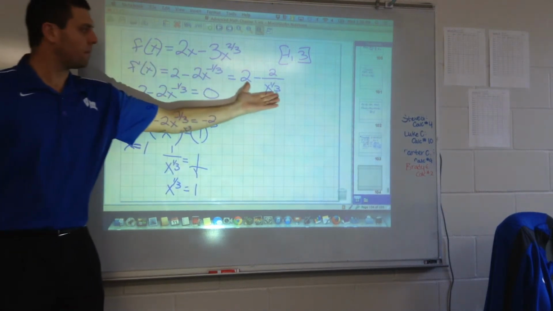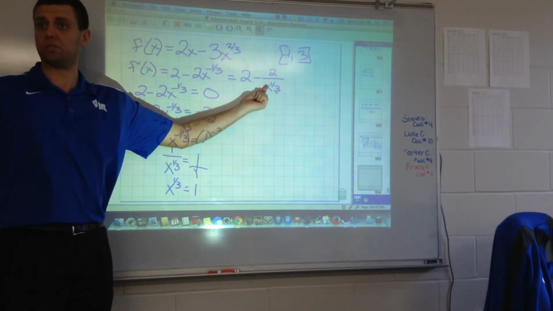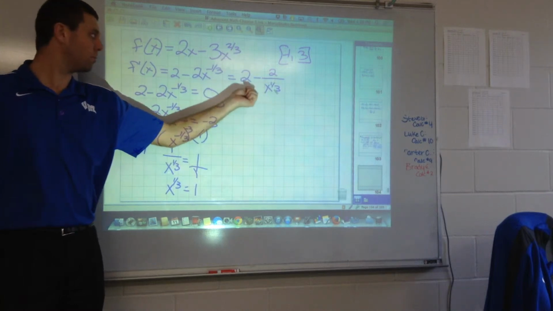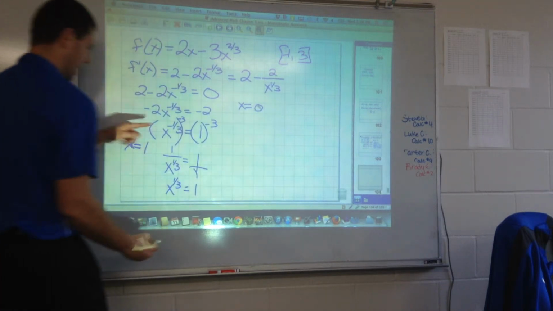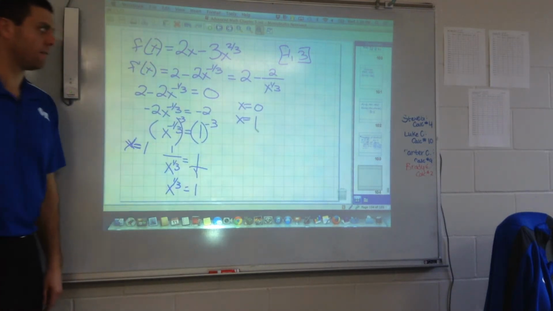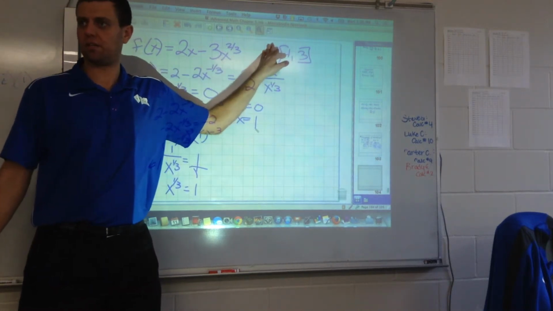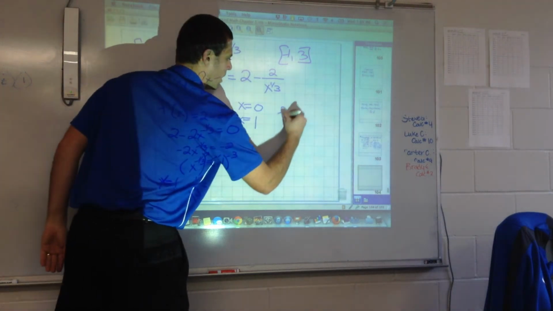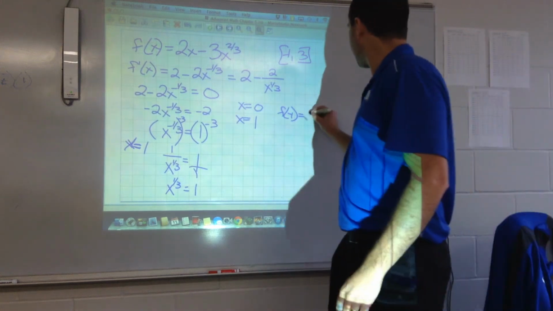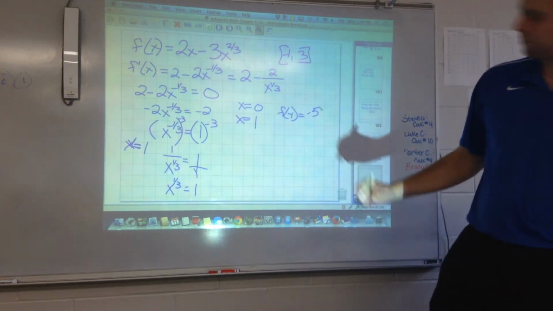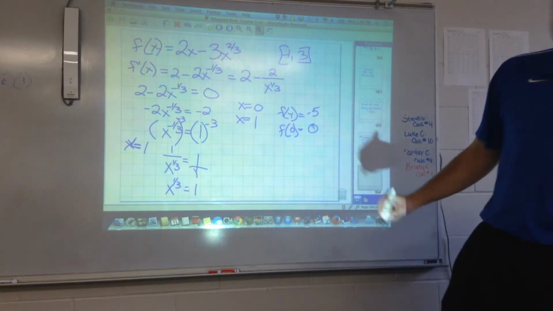We definitely can't have 0 here, so 0 is a critical point because that is a value that if you plug into the derivative, you get undefined. So 0 is a critical number, and 1 was a critical number. So those are our critical numbers we need to check. These are the endpoints we need to check. So f of negative 1, I'm going to cheat and use the book here. F of negative 1 is negative 5. F of 0 is 0. F of 1 was negative 1.